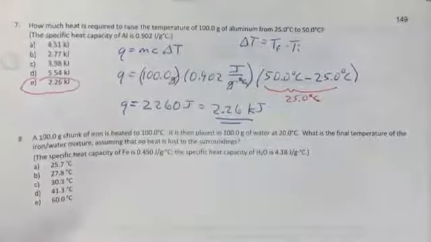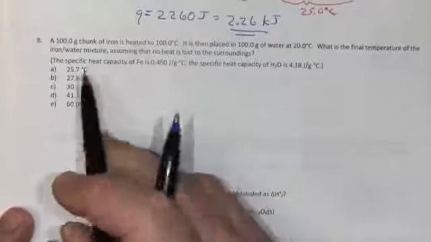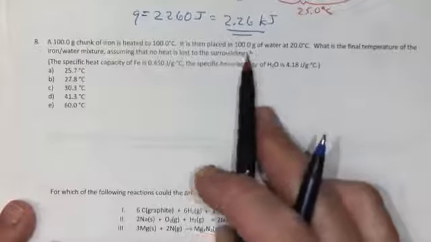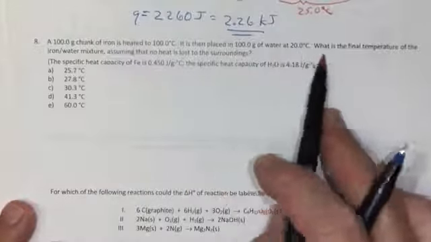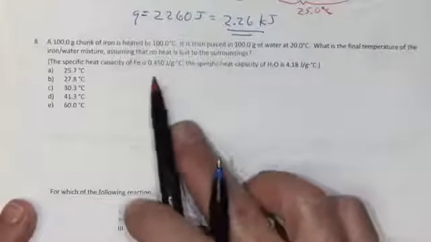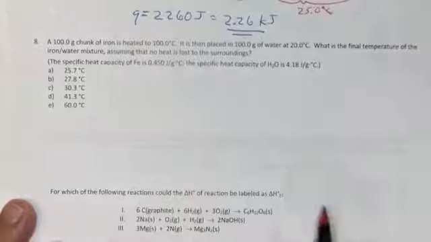Question number 8 says that a 100-gram chunk of iron is heated to 100 degrees C and then placed in 100 grams of water at 20 degrees C. What is the final temperature, assuming that no heat is lost to the surroundings? We're given the specific heat capacity of iron and the specific heat capacity of water.